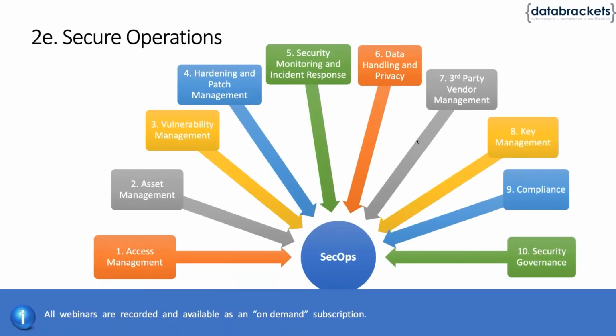So I'll quickly go over these 10, right? Access management goes into who has access. And when we say secure operations, it's more access at the API level, access at the privileged user level, who are your admins, who have access at the host level, database, DBAs, and other things.